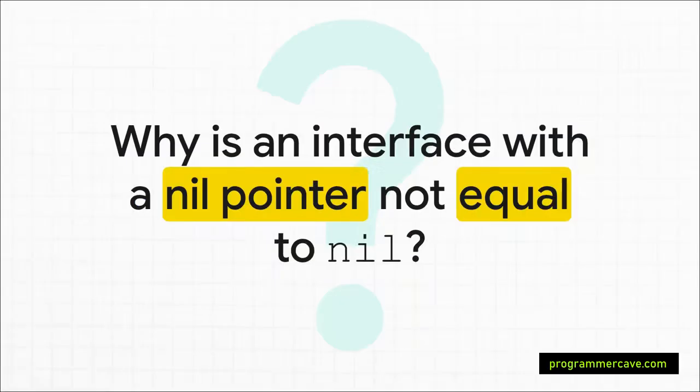So remember this for your next interview. When they ask you, here's your answer. An interface is only nil when both its internal type and value are nil. A nil pointer still has a type, like *custom_error. And when you put that into an interface, the interface itself becomes non-nil because its type part is now filled.